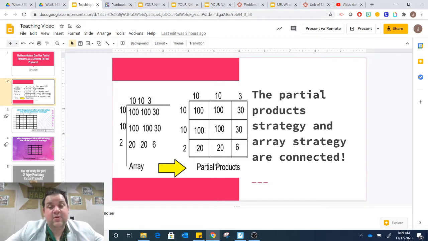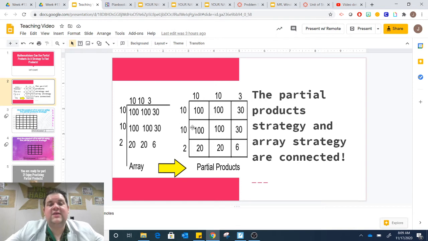But the thing that partial products is going to let us do is be a little bit more efficient. So again, it looks very similar here, but we can make this more efficient if we wanted to. We can decompose those numbers so they're not as spread out, so we could keep those 10s together and have 20 here. And the partial product strategy is going to allow you to do that. So again, it works the same way. 10 times 10 is 100, 10 times 10 is 100, and 10 times 3 is 30.